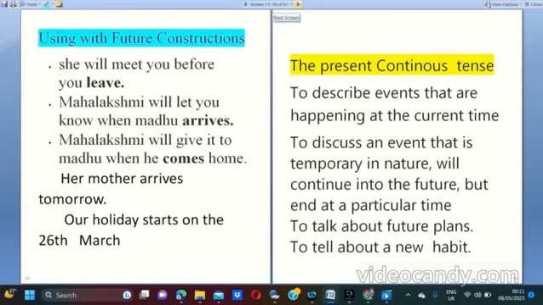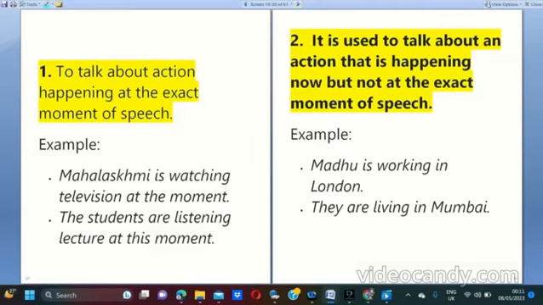Next, we see what are the conditions to use present continuous tense. First, to talk about action happening at the exact moment of the speech. Suppose there may be actions which can be spoken by present continuous tense at the exact moment of the speech. See here, Mahalakshmi is watching television at the moment. I'm here only. Mahalakshmi and I, we both are wife and husband. We both stay at one place. She is watching television.